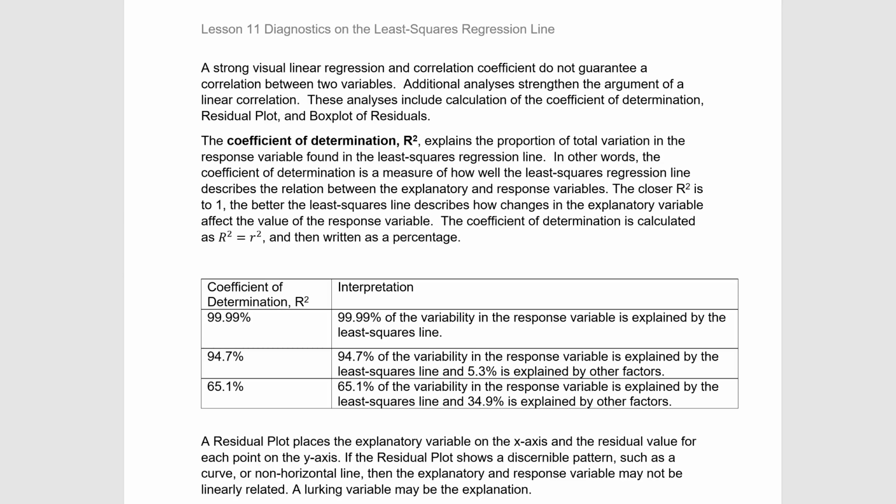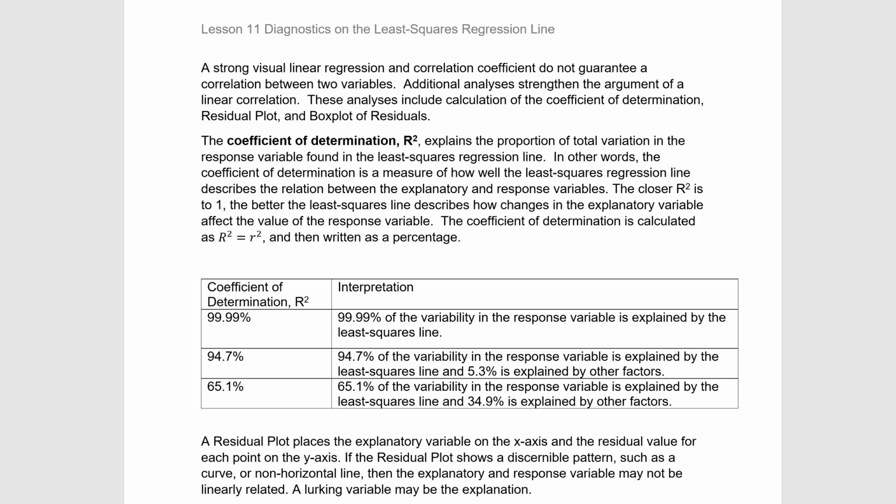Creating a least squares line does not guarantee correlation between two variables. Also, identifying what the coefficient of correlation is does not guarantee correlation. Some additional steps in analysis need to occur. So in this lesson, we're going to take a look at 3 different ways that should be used together to ensure that there is a correlation between two variables.